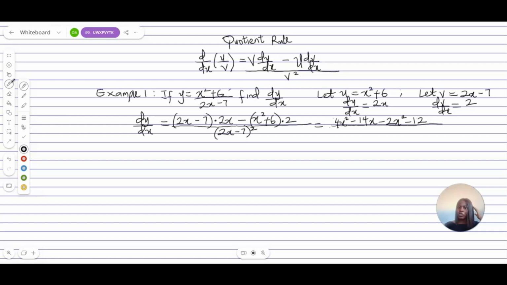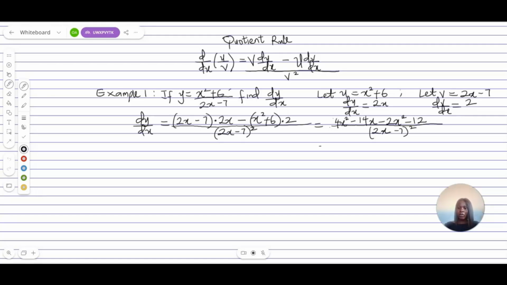Then remember, the whole of this is divided by v squared, which is what? 2x minus 7 all squared. You need to know that it's not all the time that you need to actually expand your v squared. Sometimes you don't need to. In this case, we really do not need to, because if I simplify this, there won't be any form to simplify it, like the top and the bottom. So it's just best to leave your v squared the way it is.